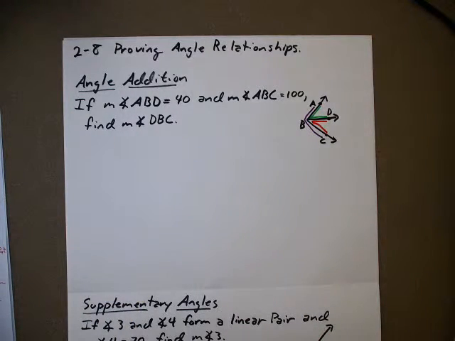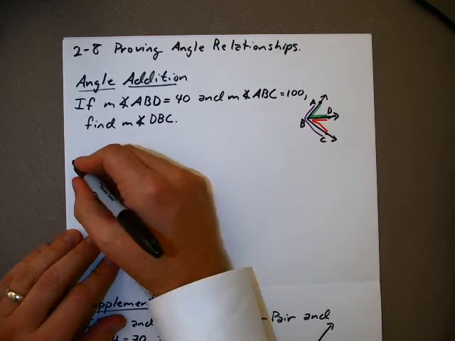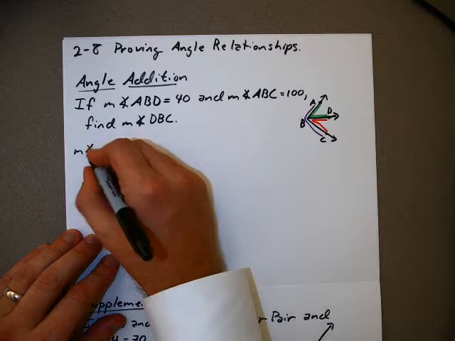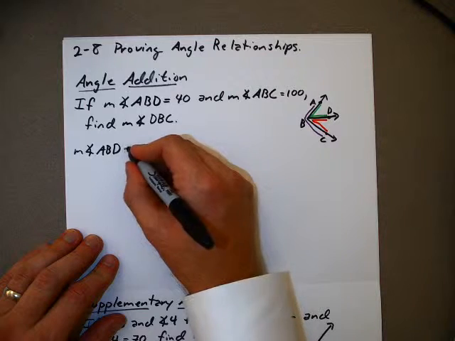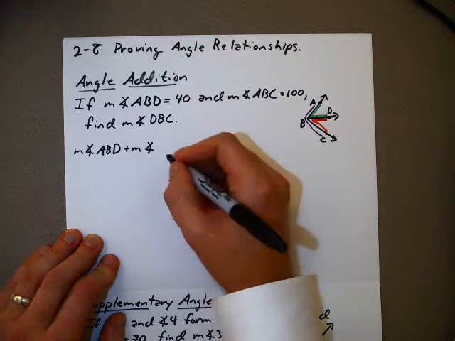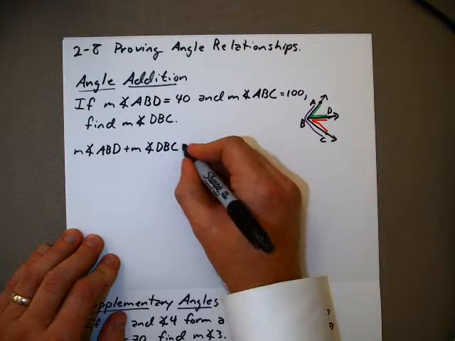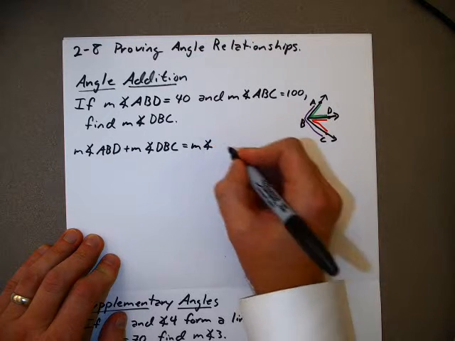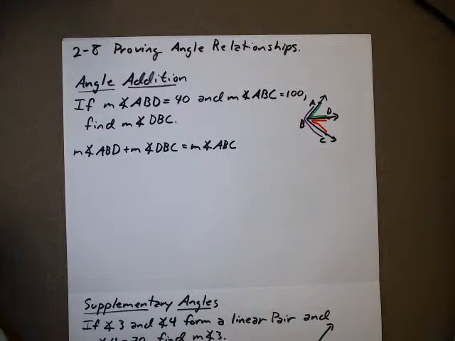So in order to do that, we have to remember some of our properties that we've just learned, mainly the angle addition postulate. What the angle addition postulate says is that the measure of angle ABD plus the measure of angle DBC will equal the measure of angle ABC. So let's just take a look at this for one quick second.